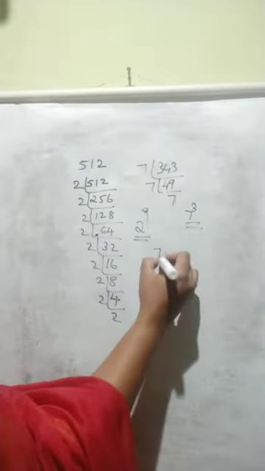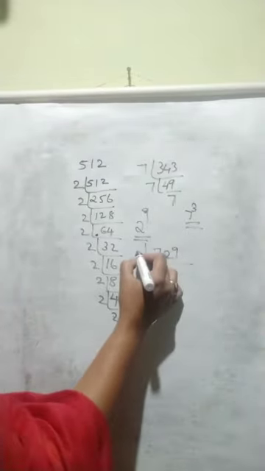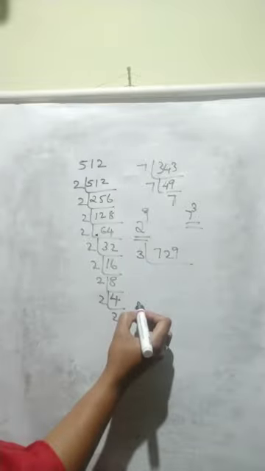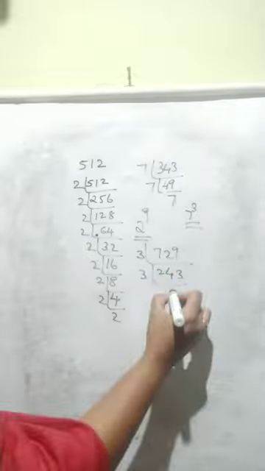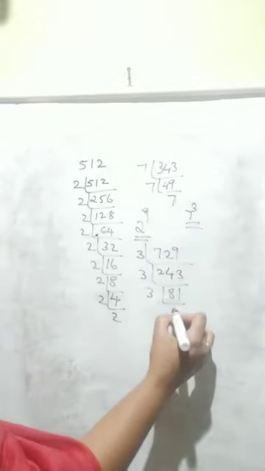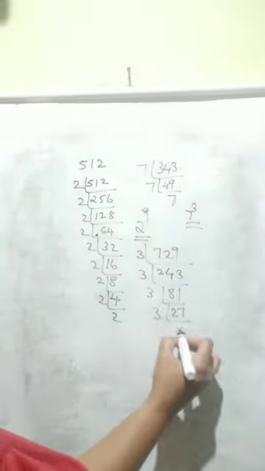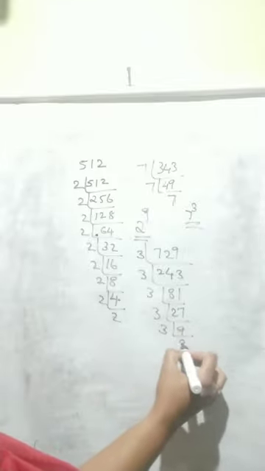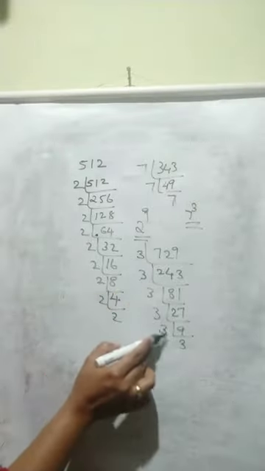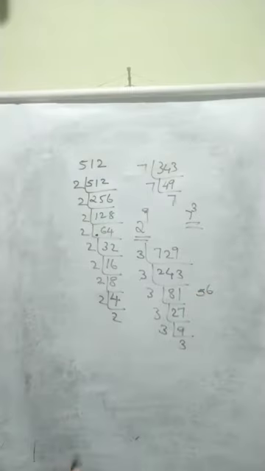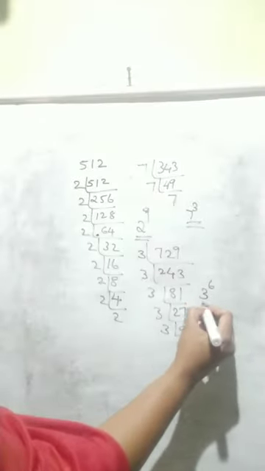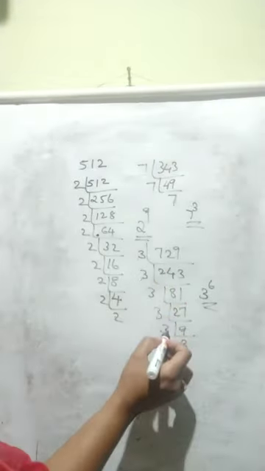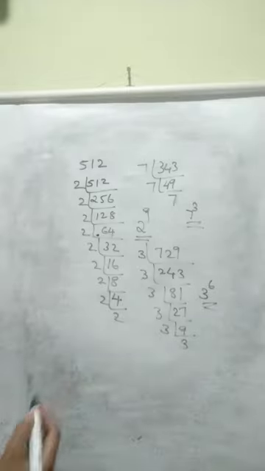Then next one, 729. We can divide this by 3. That is equal to 243. Again by 3, 81. By 3, that is 27. By 3, that is 9. By 3, 3 itself. 1, 2, 3, 4, 5, 6. So, sorry, 3 raised to 6. Okay. 1, 2, 3, 4, 5, 6. 3 raised to 6.